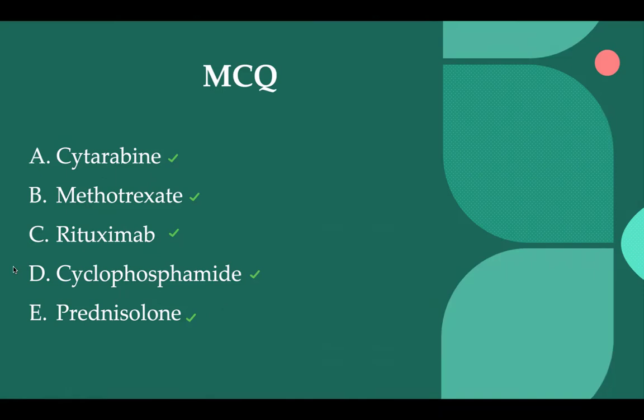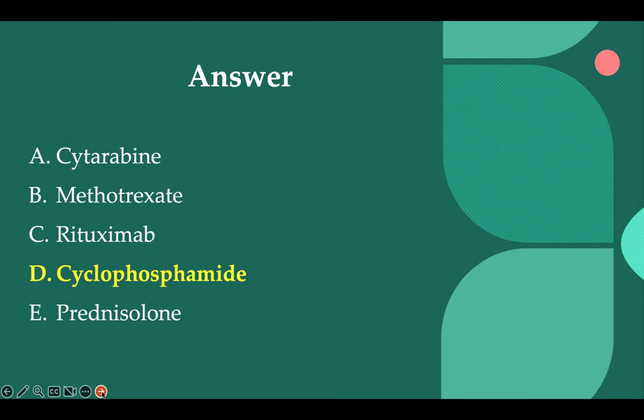Now, the question is, we need to identify the offending drug which is responsible for the symptoms. The answer is cyclophosphamide. Let us see the explanation how cyclophosphamide is responsible for the blood in urine and abdominal pain plus urinary frequency and urgency. Let us see.